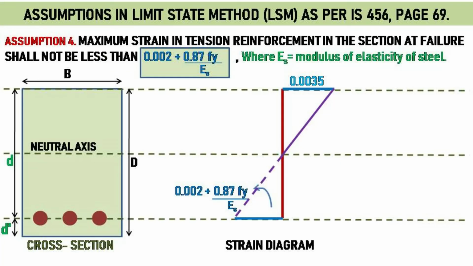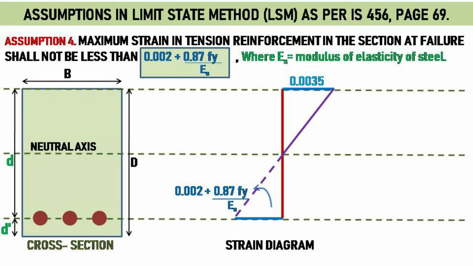Slide 21. Assumption 4. The maximum strain in tension reinforcement in the section at failure shall not be less than 0.002 plus 0.87 Fy by Es. Where Fy is the characteristic strength of the grade of considered steel, and Es is the modulus of elasticity of steel.